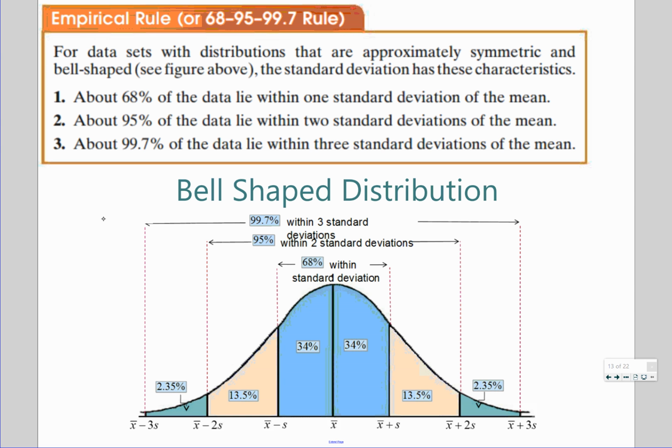Okay, and then this doesn't add up to 100, right? 99.7 if you add up all those numbers, so there's an extra 0.15% that's past 3 standard deviations in either direction.